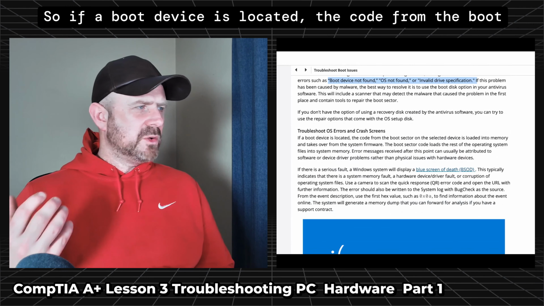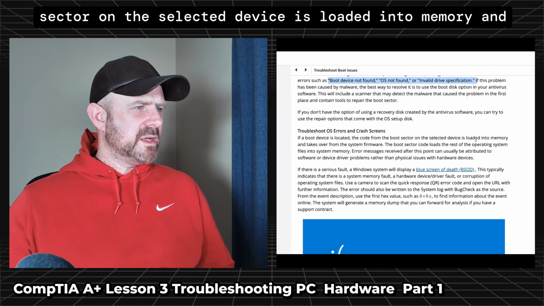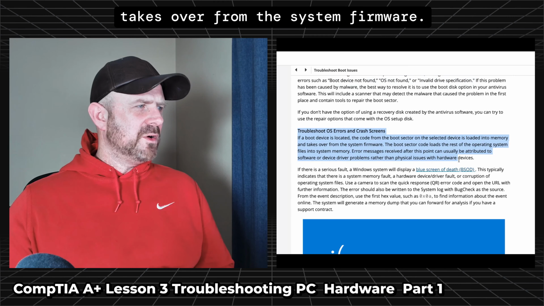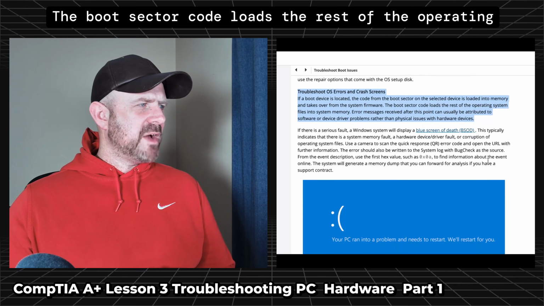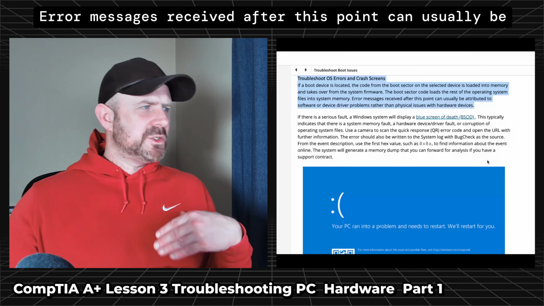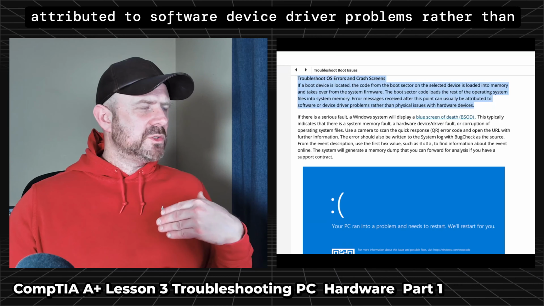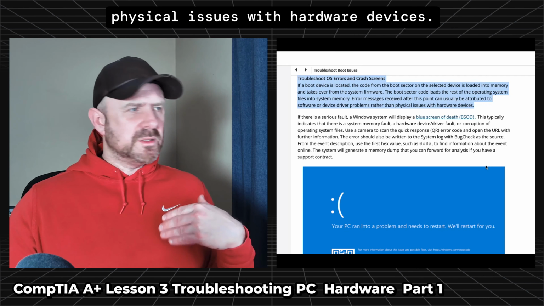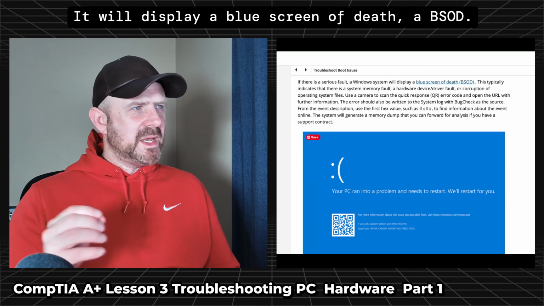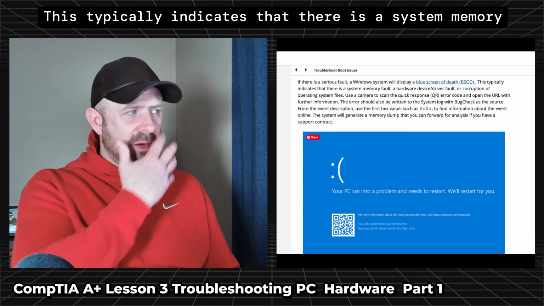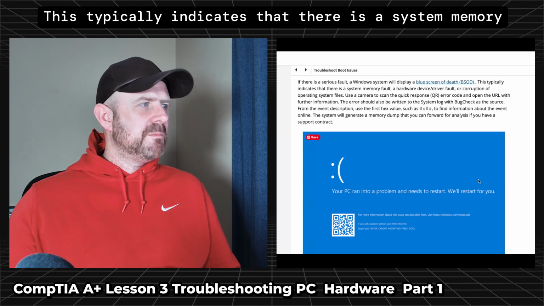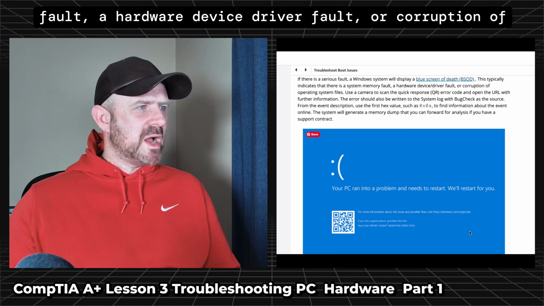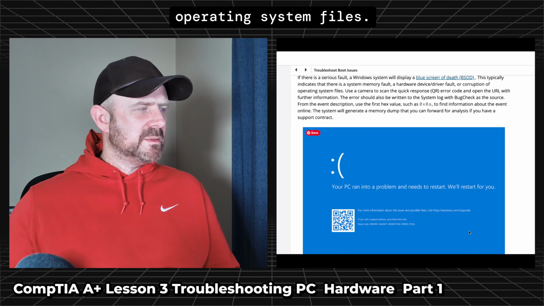So if a boot device is located, the code from the boot sector on the selected device is loaded into memory and takes over from the system firmware. The boot sector code loads the rest of the operating system files into system memory. Error messages received after this point can usually be attributed to software device driver problems rather than physical issues with hardware devices. It will display a blue screen of death, a BSOD. This typically indicates that there is a system memory fault, a hardware device driver fault, or corruption of operating system files.